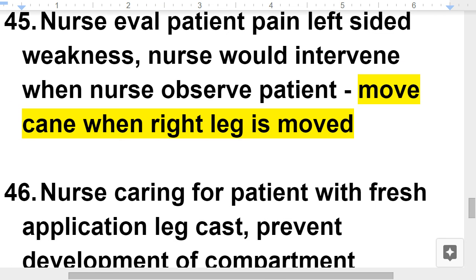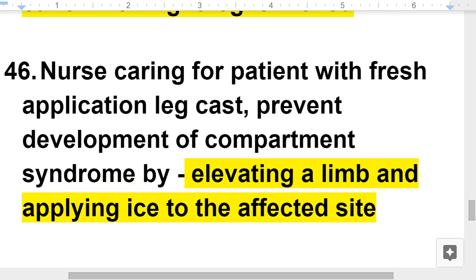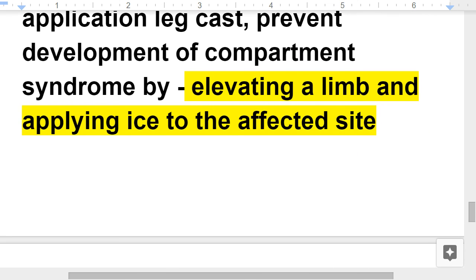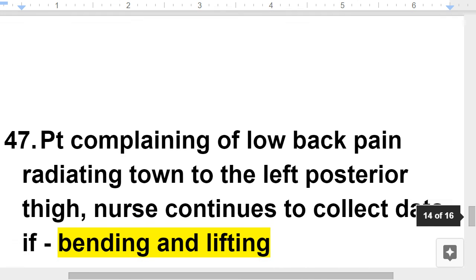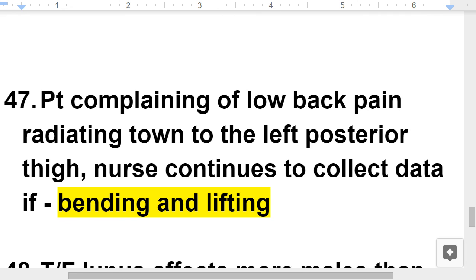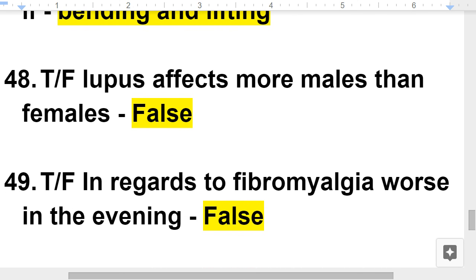Nurse caring for a patient with a fresh application leg cast. Prevent development of compartment syndrome by elevating the limb and applying ice to the affected site. Patient complaining of low back pain radiating down to the left posterior thigh. Nurse continues to collect data if there's bending and lifting. True or false for the next five questions.